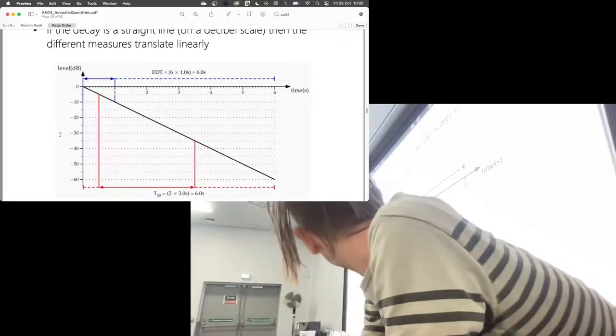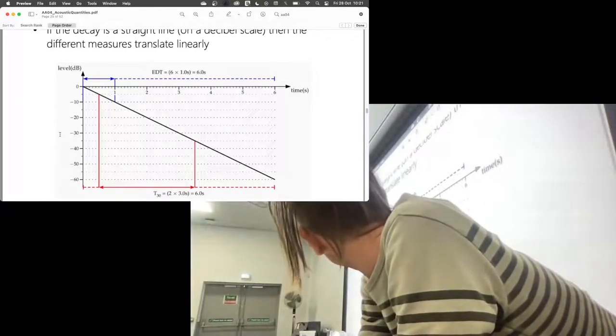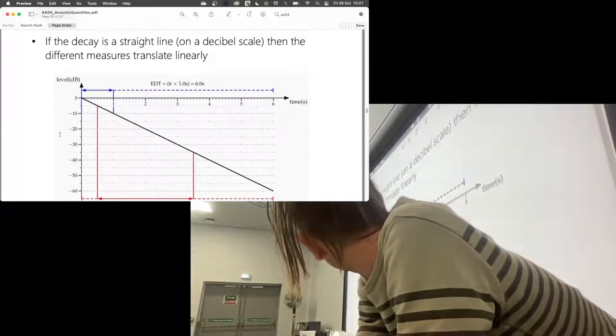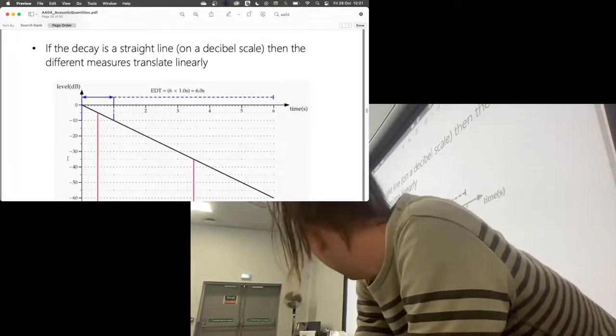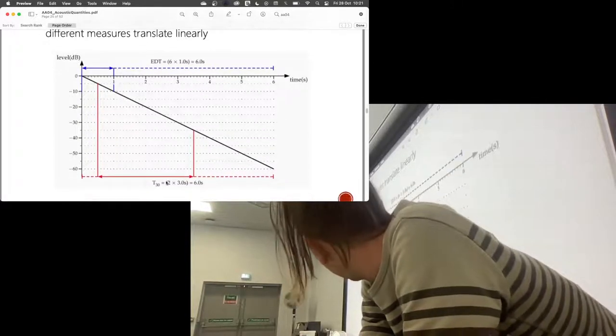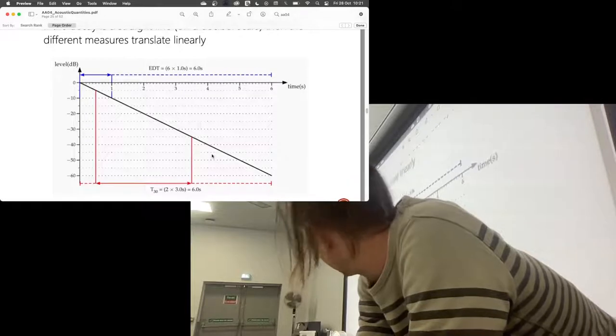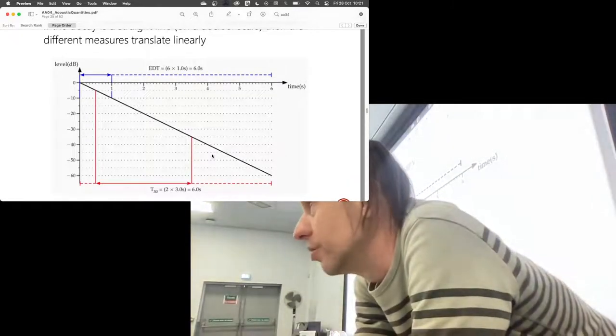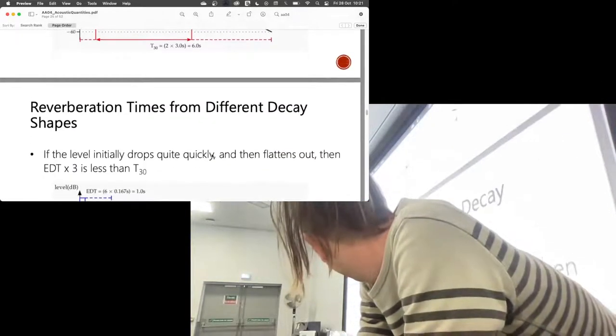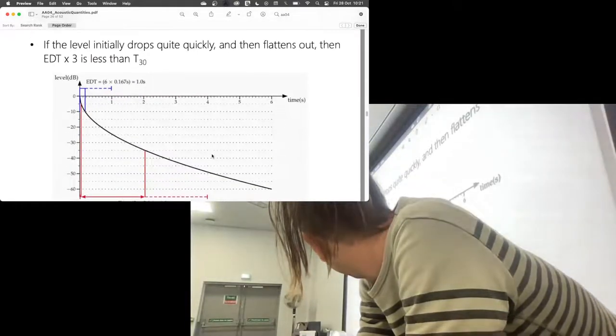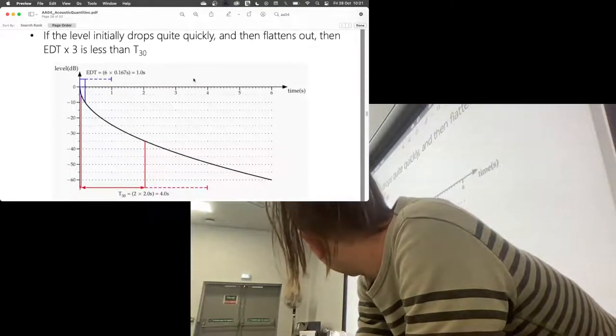Okay, so a few more graphs of what we were just discussing. So this is your linear decay on a decibel scale. It actually looks like a line. If it's not a decibel scale, it would look like an exponential decay. And then these are the two ways that this could be different, right?